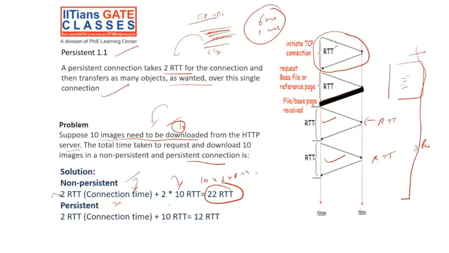But in persistent, 2 RTT to initiate the connection and get the basic reference page, plus the 10 objects, for which a single RTT each is required. It means a total of 12 RTT is required in persistent. They will ask these types of questions, if you understand persistent and non-persistent. In GATE 2021, a question came from persistent, non-persistent. We will see it in the end.